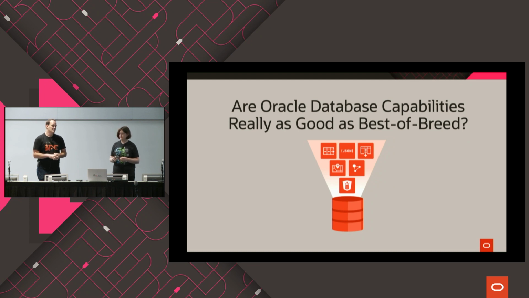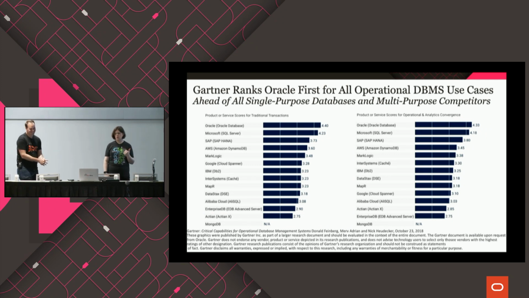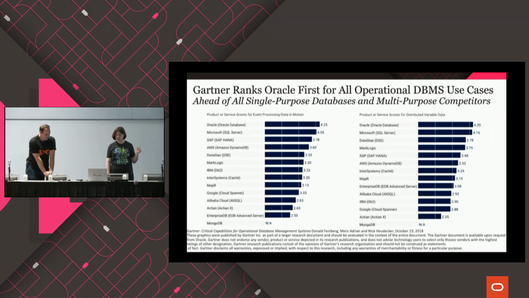The question is, is a multimodal database really the best that you can get? Is it really as good as those single model databases, those purpose-built databases, or the best of breed databases? Well, don't take our word for it. Gartner has ranked Oracle first in all 4 categories from their operational data management use cases. So whether it's transaction processing or analytics, whether it's processing data in motion, or whether it's distributed data, sorry, I always forget the 4th one. Regardless of what you're trying to do with the different data types, different data strategies, they've ranked us number 1 in those.